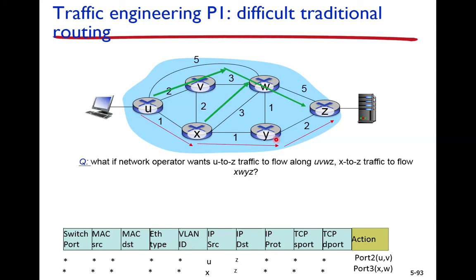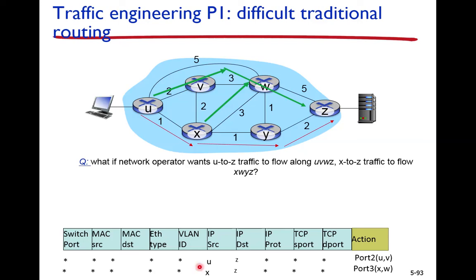If this is the shortest path, then the link state routing protocol or distance vector routing protocol will give you this path from U to Z and from X to Z. But if you want to use this other path, you cannot do it. Why? Because this is not the shortest path. The link state cannot support it. So this is very difficult to achieve in traditional routing, in the per router architecture.